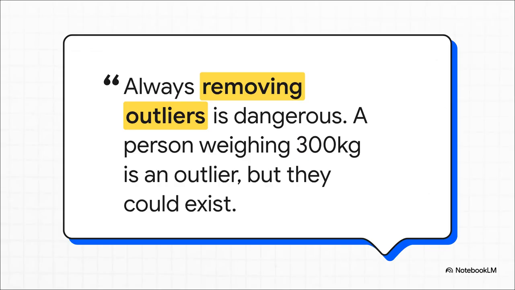But here's the catch, and this is a really important one. An outlier isn't automatically an error you should delete. Think about it. A person weighing 300 kilograms is definitely an outlier in any data set. But a person like that could exist. If you just delete that data point, you might be throwing away a valuable, even if it's rare, piece of information. It really takes careful judgment.